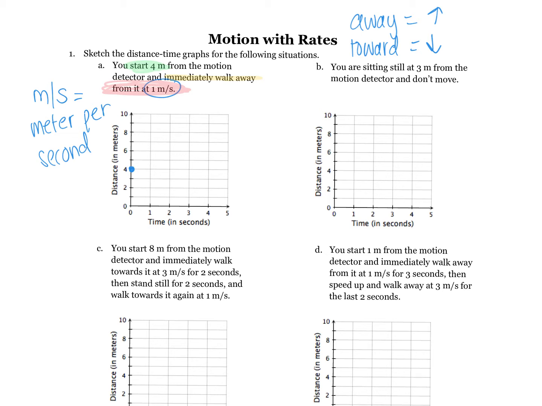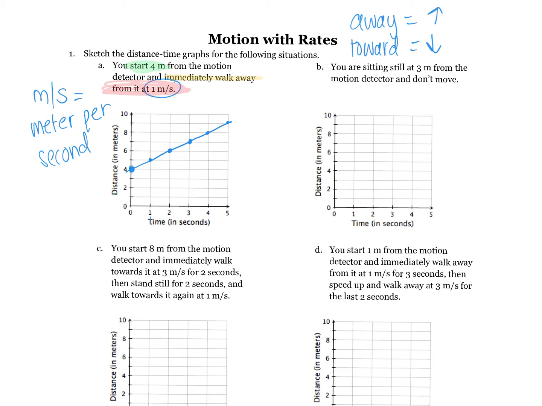So at 0 seconds, because we started at 4, I drew a dot at 4. Then I move over to 1 second. And remember, if I went over 1 second, I went up 1 meter because I went 1 meter per 1 second. And then the same thing, I go to the next 2 seconds and I go up another meter. And then 3 seconds and I go up another meter. 4 seconds, 1 more meter, and 5 seconds up another meter. And then I'm just going to connect my lines. Okay, so that's what it means when we have m/s.